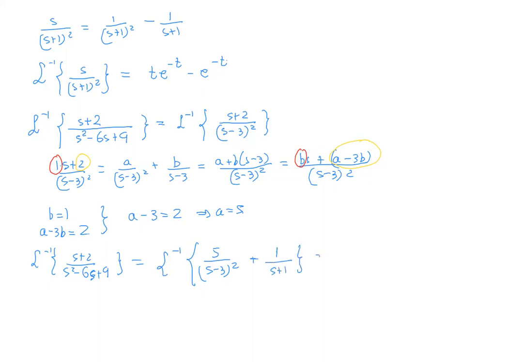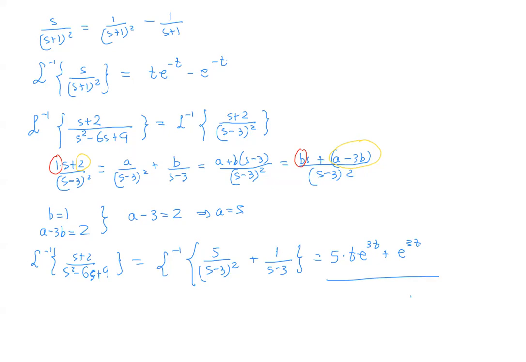And of course, for 5 over s minus 3 squared, you're going to have the 5 in front. There's no adjustment to be made because the power is 2, which means it goes together with 1 factorial. And this will be t times e to the 3t. And then you also have, I'm sorry, this should be s minus 3, not s plus 1, so plus e to the 3t, and that's it. Questions, please.